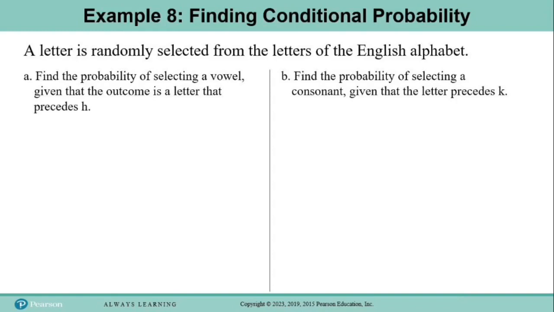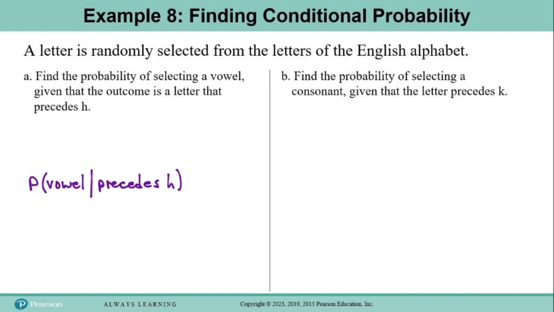So let's look at an example. A letter is randomly selected from the letters of the English alphabet. Part A. Find the probability of selecting a vowel given that the outcome is a letter that precedes H. So let's write down what we're trying to find in our probability of B given A notation. We're trying to find the probability of selecting a vowel given that the outcome is a letter that precedes H. So that's going to be the probability of finding a vowel given that the letter precedes H.